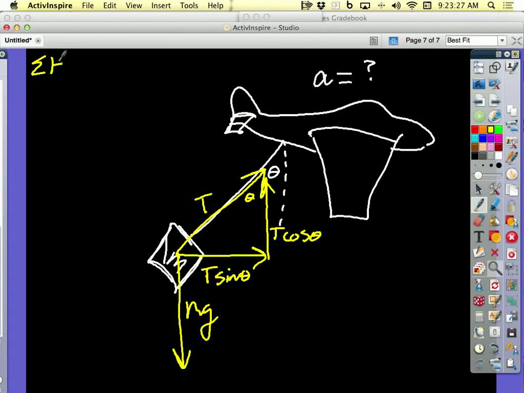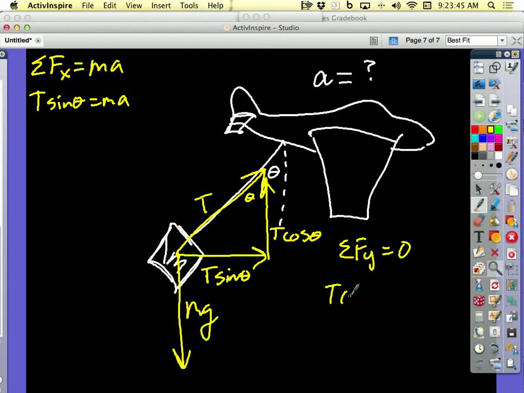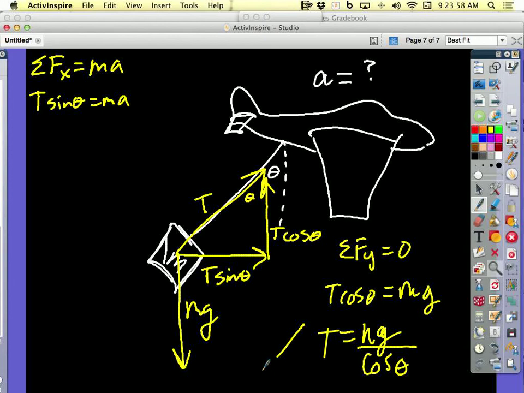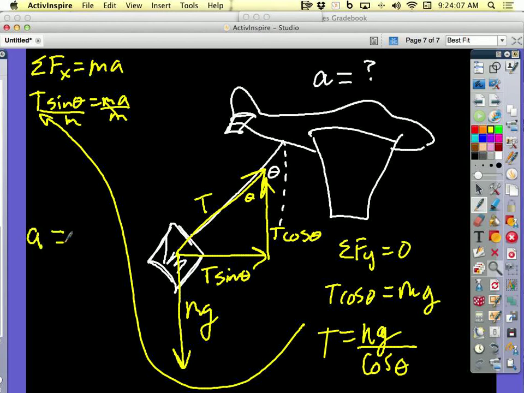They're good. Now I do the sum of the forces in the X. That has to equal mass times acceleration. So that's T sine theta is equal to MA. Now, in the Y direction, the sum of the forces in the Y is zero, because this thing's not accelerating up or down. So you get T cos theta equals MG. So T is equal to MG over cos theta. So I take this, plug it into that. And then here I can divide both sides by M. And what I get is A equal to G tan theta.